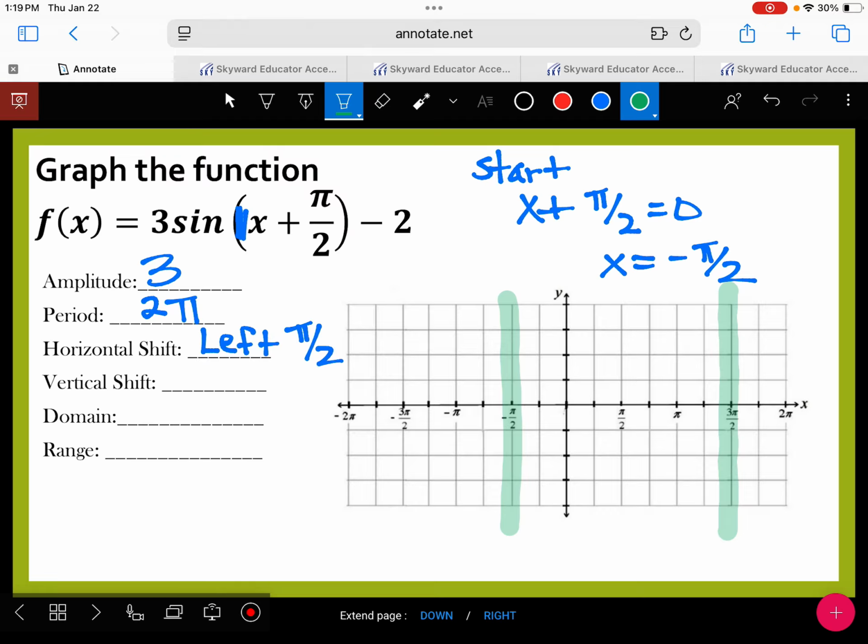What is my vertical shift, or my midline? My midline is at -2. I'm going to draw that in too. And then we're going to start our wave.